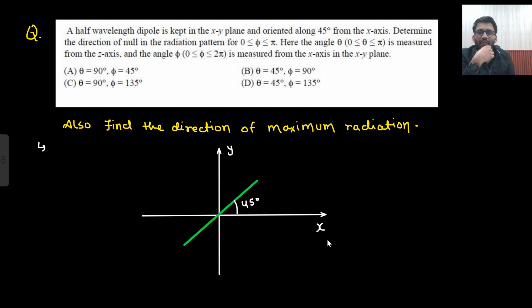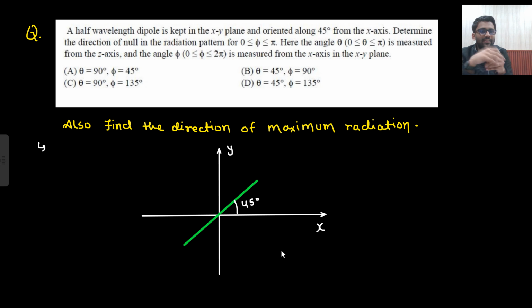Determine the direction of nulls of the radiation pattern. Theta is from 0 to pi and is measured from the z axis, and phi is from 0 to 2 pi and is measured from the x axis in the xy plane. Okay, phi is measured from the x axis and theta is measured from the z axis. This is what they are saying.